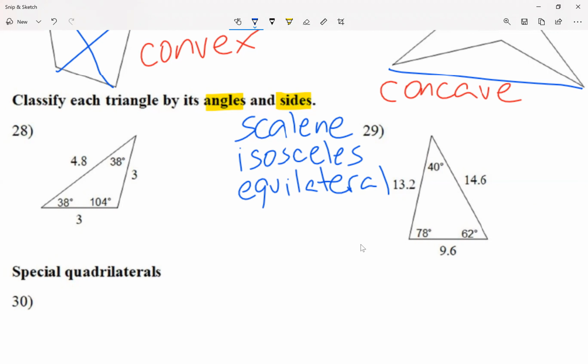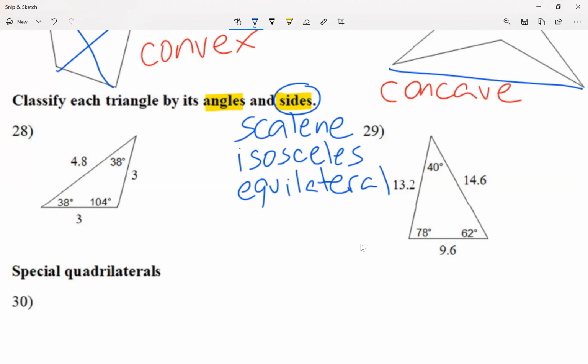Isosceles means only two sides are equal. And scalene, all sides are different. So again, scalene, all the sides are different. Isosceles, two sides are equal. Equilateral, all three sides are equal. So that's about sides, right?